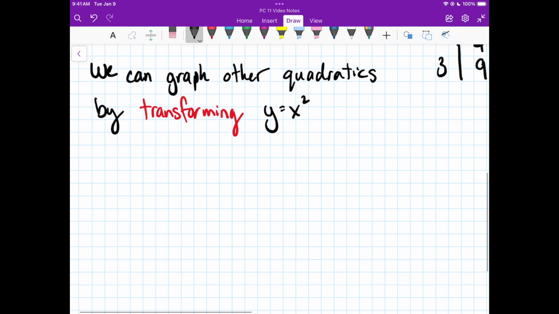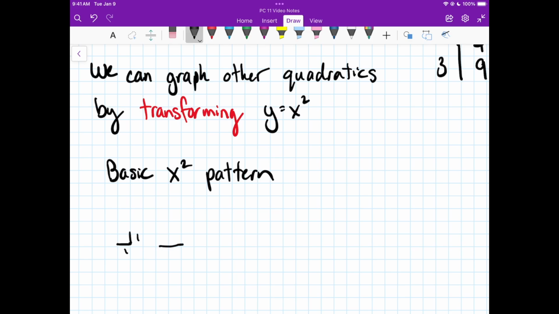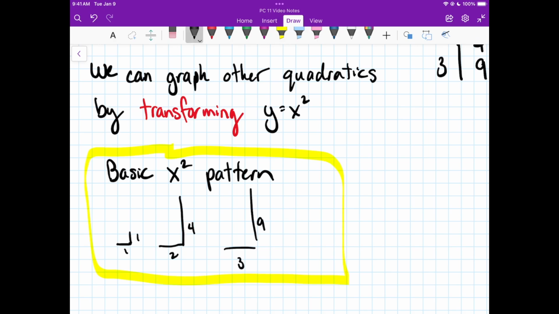So to do so, you need to know that basic x squared pattern. We'll refer to this a lot when we draw graphs. So over 1, up 1, over 2, up 4, and over 3, up 9. This pattern is going to be exactly the same for any graph when a equals 1, because the shape of our parabola will not have changed. So let's try that out and see how we can use this to draw ourselves some faster graphs.